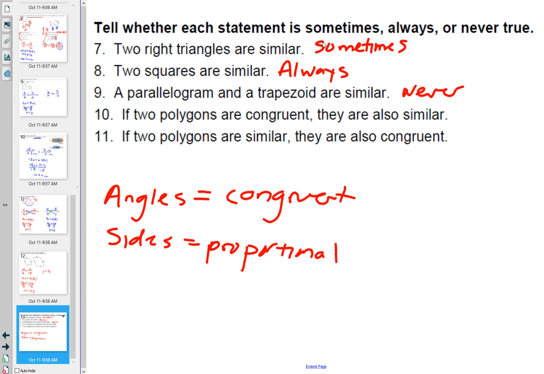What are called the bases. Yeah, the trapezoid has two types of sides. One's called the bases, one are called the legs. The legs can be congruent, but they don't have to be. The bases can never be congruent on a trapezoid. But we'll learn that on Monday.